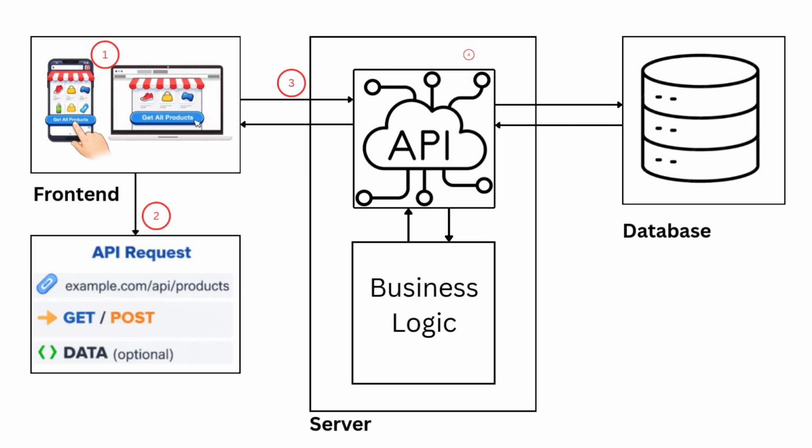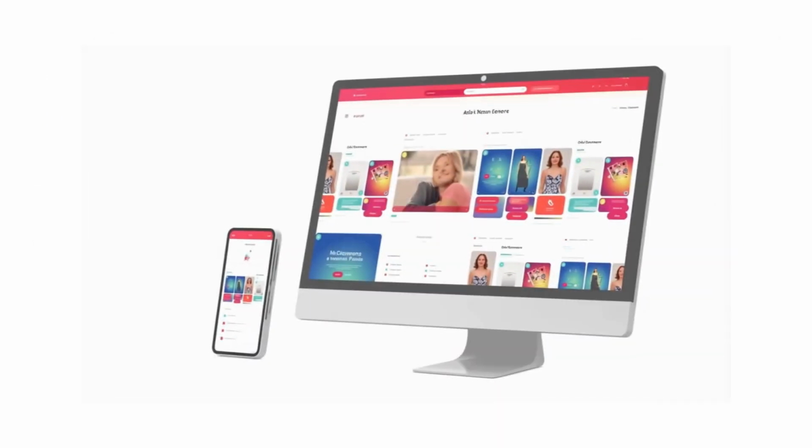Fourth, the API on the server receives the request. The API validates the request and checks permissions. Fifth, the API talks to the database and fetches or updates data. Sixth, the API prepares a response, usually in a JSON format. Finally, the API sends the response back to the front end. The front end reads the data and displays it to the user.